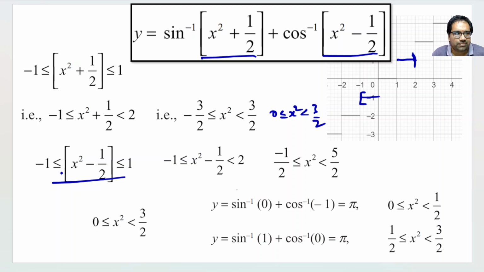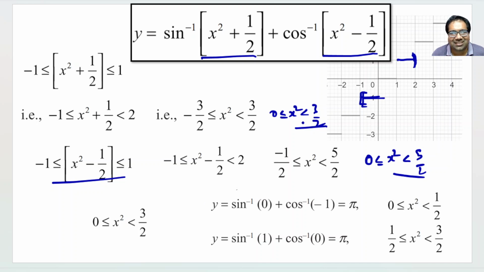Okay. Now, similarly, for this one, x squared minus half, again the same condition, minus 1 to 2. x squared minus half should lie between this one and this one, which is nothing but minus 1 less than or equal to x squared minus half less than 2. Again adding half on both sides, we'll get minus half less than or equal to x squared less than 5 by 2. This is nothing but 0 less than or equal to x squared less than 5 by 2, because obviously x squared cannot be negative. Now we have two conditions, x squared less than 3 by 2, x squared less than 5 by 2. We need the intersection of these two, right?